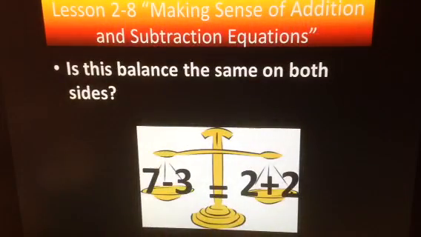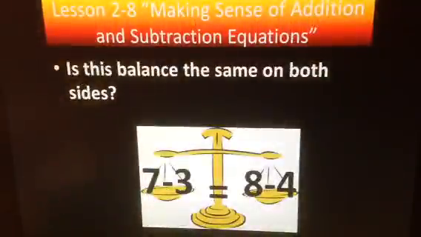Is this balance the same on both sides? This is something students haven't seen a lot of, with pluses and minuses on both sides of the equal sign, but yes, these are both equal. Is this balance the same on both sides? 7 minus 3 is 4. 8 minus 4 is 4. So yes, this one's balanced too.